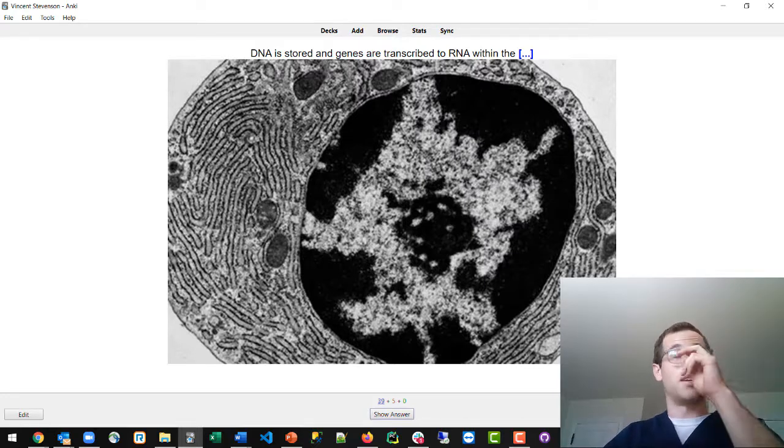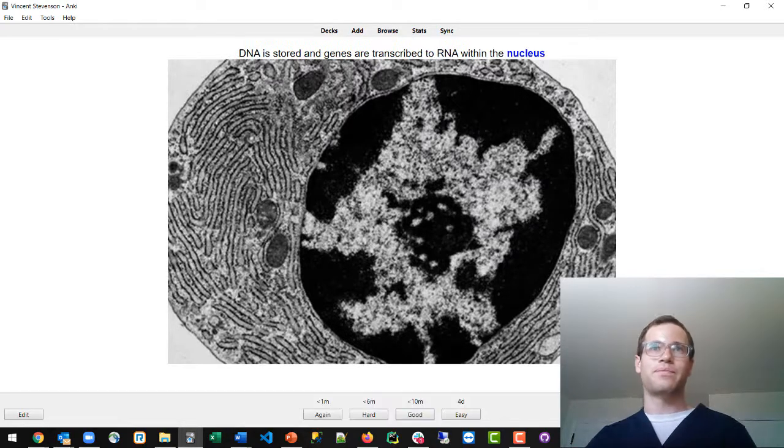The other interesting thing that's happening inside of this nucleus is that your DNA is getting transcribed into RNA, which is going to leave the nucleus, go into that cytoplasmic matrix, and then be translated into a protein.